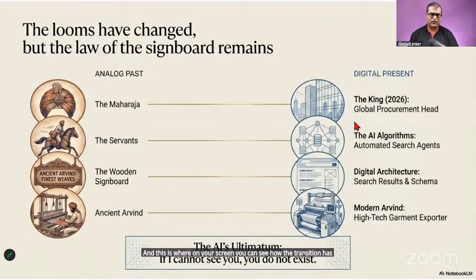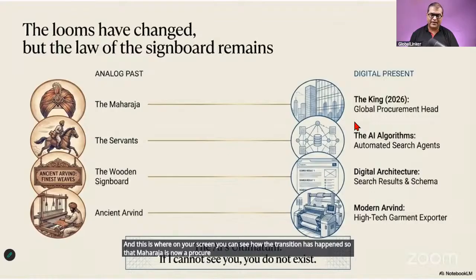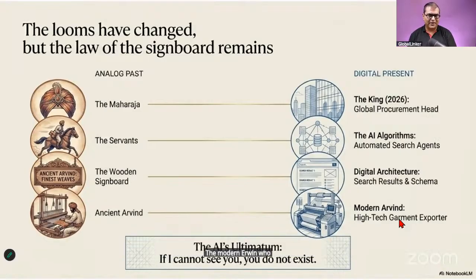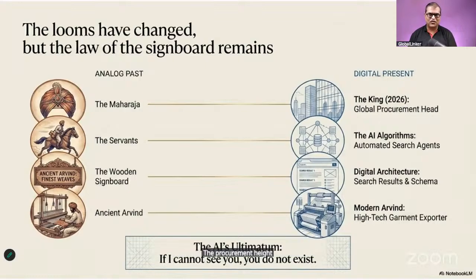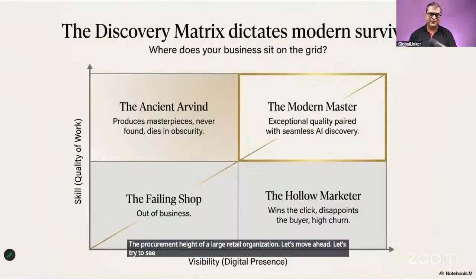So the Maharaja is now a procurement head in a company based in New York. The servants are now the AI systems. The signboard is your digital architecture, and your ancient Arvind is the modern Arvind who operates a high-tech garment export facility. So now our mission for today is to help Arvind get the order from the procurement head of a large retail organization. Let's move ahead. Let's try to see how we all can do that.